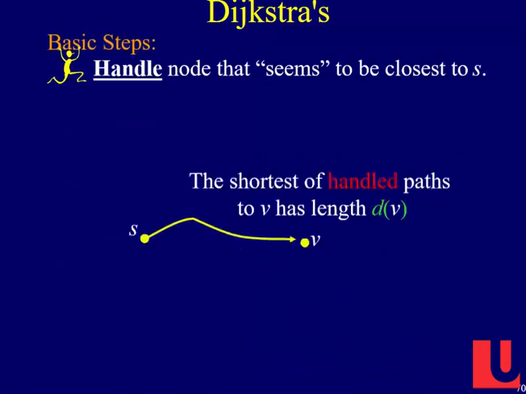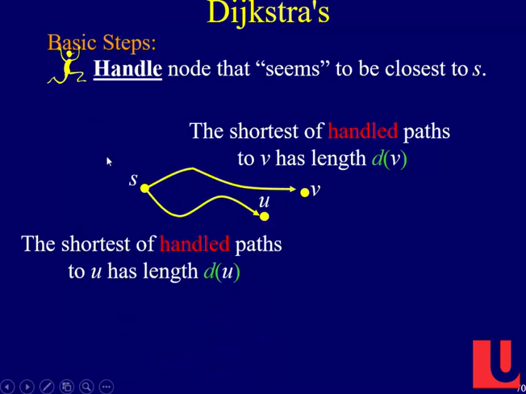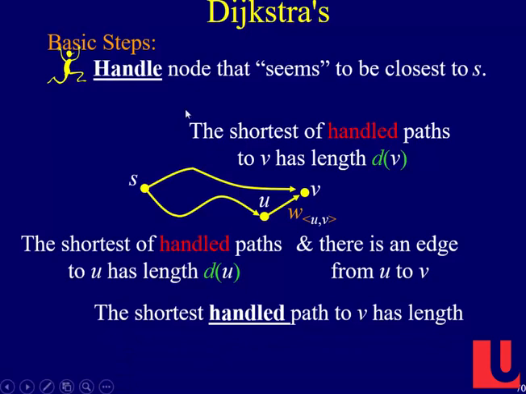What are the basic steps, right? We have a D value here. And then we already have the shortest handled path to here, and this is the shortest handled path to U. And then we look at this edge, and now the shortest handled path to V is either the shortest path to V from before, or it's this new updated one, right? Which is the path to U plus the weight of the edge.